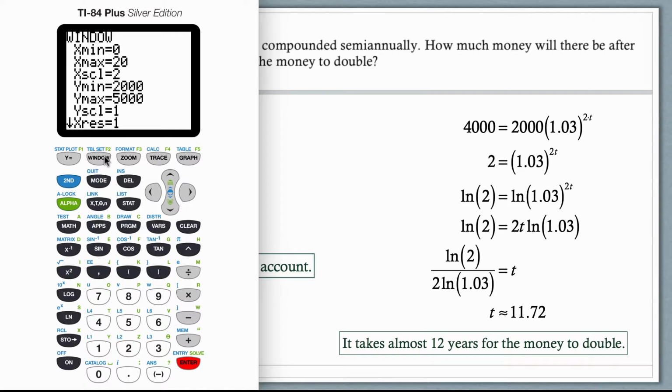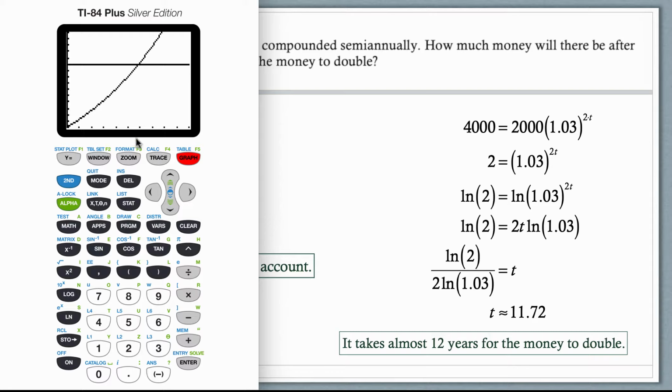Scaling it from 2,000 to 5,000, that's a range of 3,000 values. Maybe count it by 200s, and then hit graph. You'll know that you have an appropriate window if, one, you see the intersection you're looking for, and two, you see these clear, distinct tick marks on your X and Y axis.